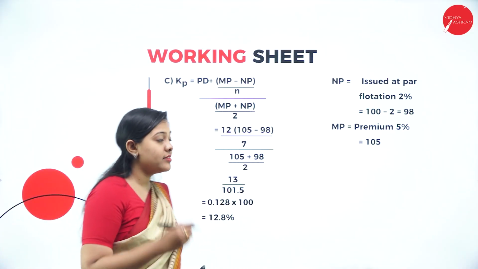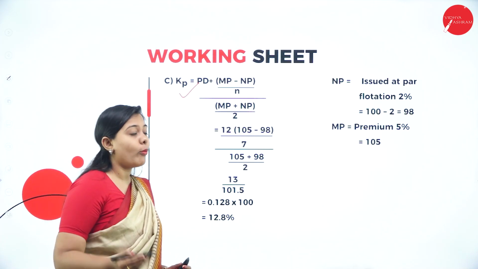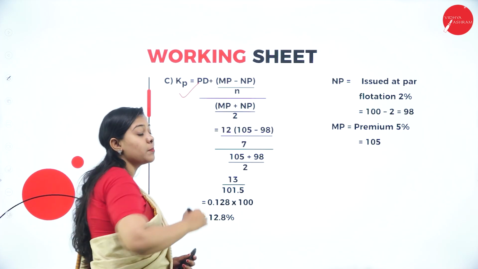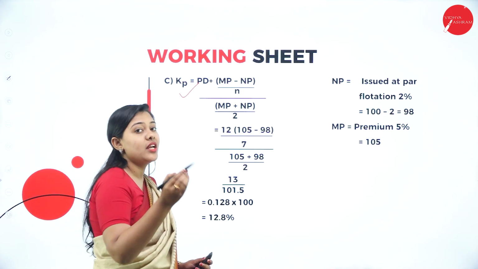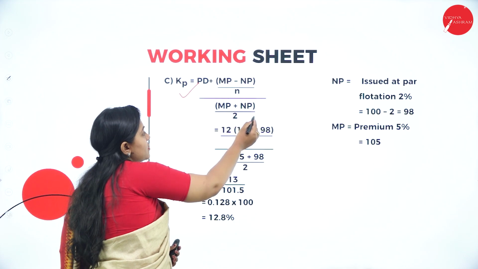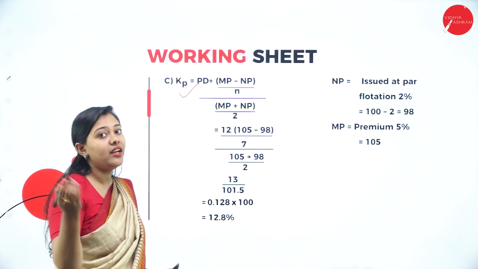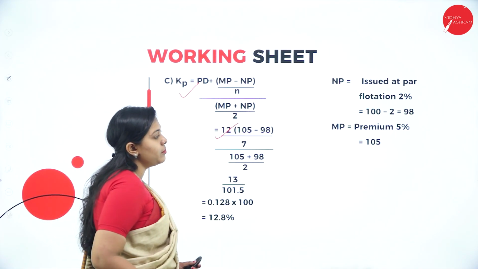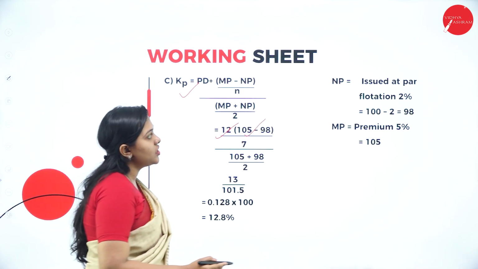Moving forward, let us calculate cost of preference. So what is the formula? Preference dividend plus (maturity price minus net proceeds) divided by number of years, and again divided by (maturity price plus net proceeds) divided by 2. So let's substitute all the values and check out the answer. What is the preference dividend? Preference dividend is 12 rupees. And what is the maturity price?